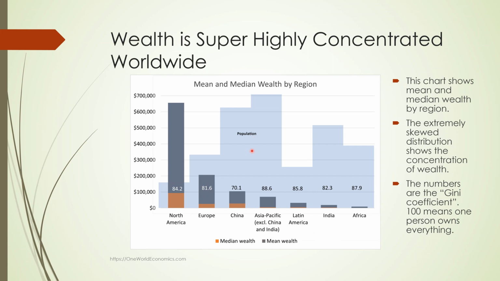The light blue area shows you the population of these various regions of the world. So the United States and Canada are part of the world population, but not a huge part of it. Europe, with less wealth, has a larger population. China has an even larger population and less wealth. Asia Pacific has about as much as China and India, and has a very high population and fairly low wealth. And as you can see, the median wealth is very low in these countries.